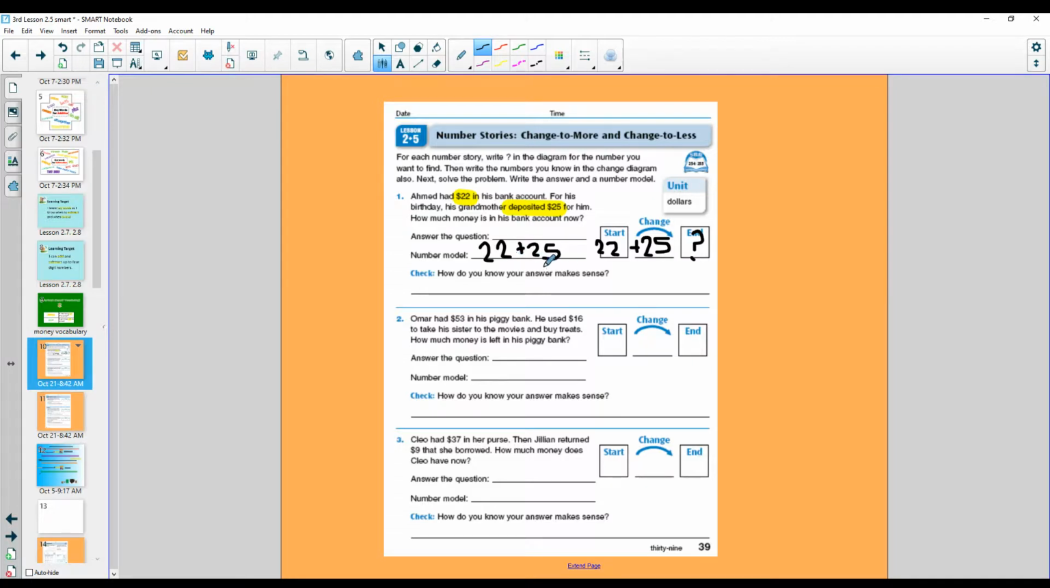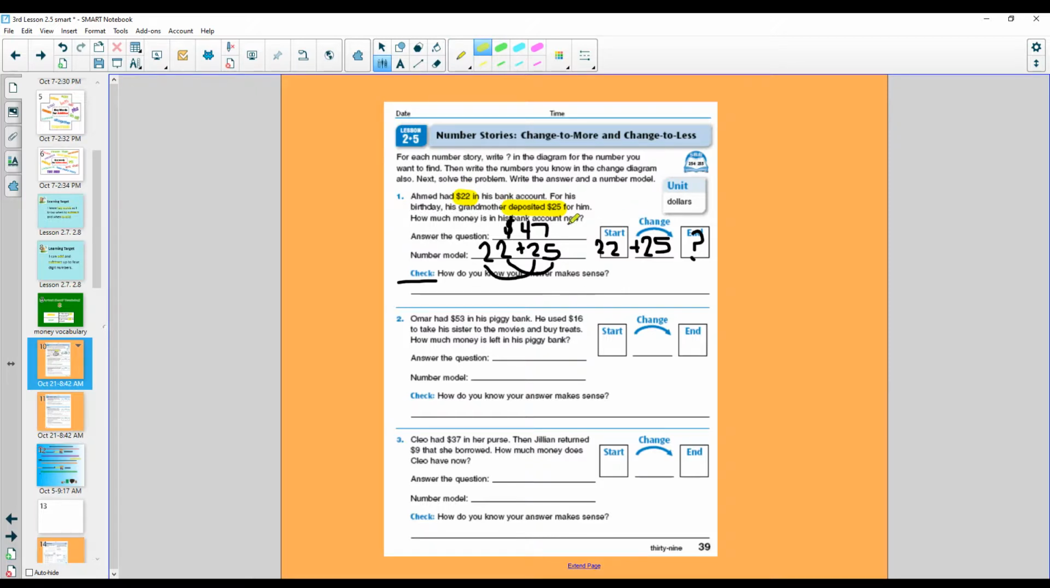So I'm going to add the ones. 5 plus 2 gives me 7. 20 plus 20 gives me 40. Whew, I get $47. Okay, he got more money because she deposited it. Now stop and think. Does it make more sense to end up with more money when somebody gives you money for your birthday? Yes. Always stop and think. Does my answer make sense? Notice how I highlighted the key words.